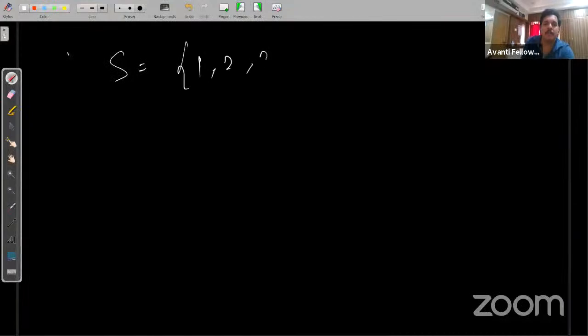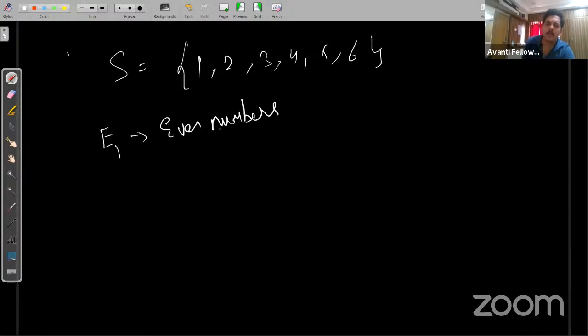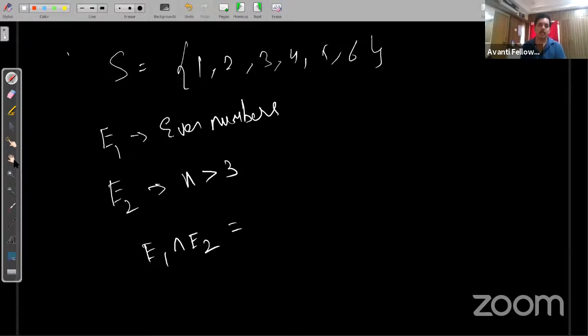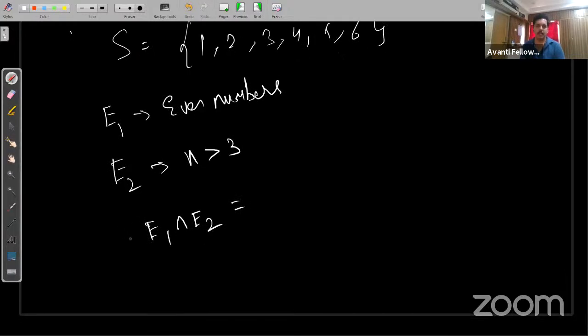Sample space I am having is 1, 2, 3, 4, 5, 6. Event 1 is equal to even numbers, and event 2 is my element X is greater than 3. Now can anyone tell me what is E1 intersection E2, E1 minus E2, and the third one, E1 union E2?